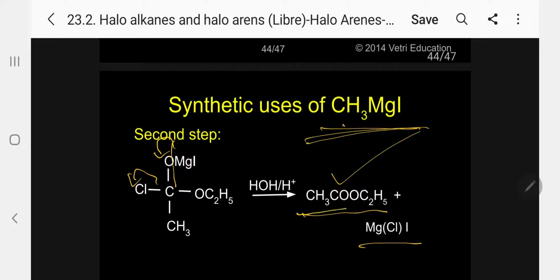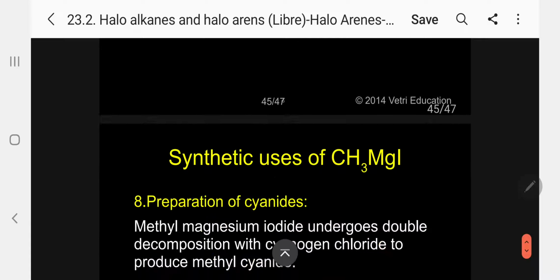If you use methyl, it is the corresponding acetic acid. Only from carbon dioxide, the COO group is coming. So if you use CH3 with the corresponding ethyl, you get ethyl acetate. If you use ethyl chloride here, it's a propanoate. Like that you can. Even aromatic esters you can prepare by this method.